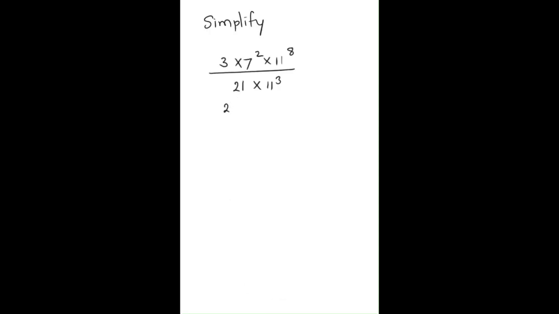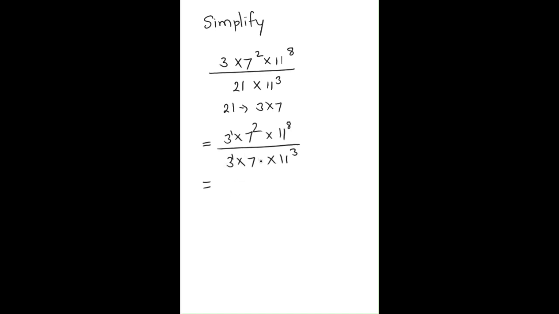21 can be written as its prime factors, 3 multiplied by 7, because this will make it easier to perform calculations here. So we will write 3 multiplied by 7 instead of 21. 3 multiplied by 7 power 2 into 11 power 8 by 3 multiplied by 7 into 11 power 3. Now here no power is there, which means it has power 1.